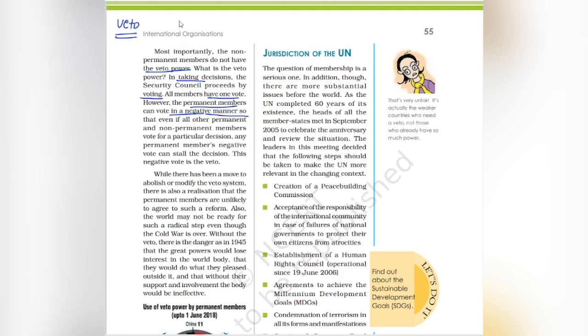For example, if you don't want a bill to be passed, then these 5 permanent members can actually vote in a negative sense. They would say, no, this bill is not okay and you cannot pass it. So if a single country from these 5 permanent members says no, then the bill would not be passed. That decision will not be taken. So that is the power of the veto, right? Any permanent member's negative vote can stall the entire decision. The negative vote is the veto.